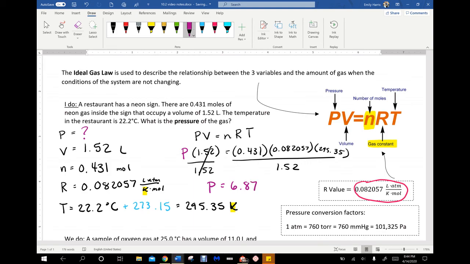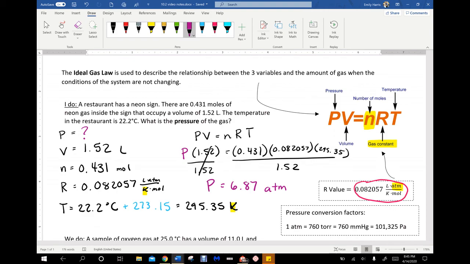Now you might ask, there are a few different units for pressure. There's atmospheres, there's millimeters of mercury, so which is it here? Whatever units are given in your R value will determine what units come out for the individual variables. Since the R value is defined in terms of atmospheres, our pressure is going to come out in atmospheres. So the pressure of this gas is 6.87 atmospheres.